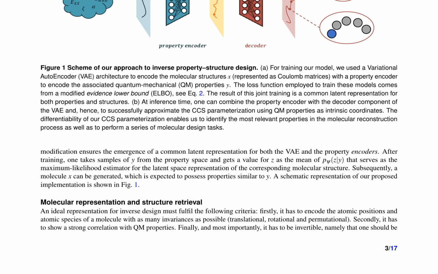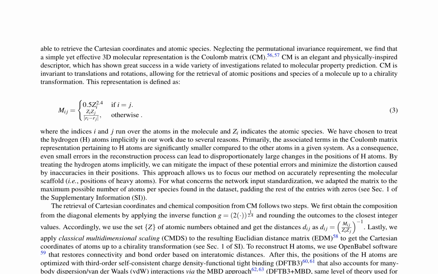The differentiability of the CCS parameterization allows for identifying the most relevant properties in the molecular reconstruction process and performing various molecular design tasks. The molecular representation and structure retrieval require an encoding that is invariant to translations, rotations, and permutations, strongly correlated with quantum mechanical properties, and invertible. The authors discuss the representation of 3D molecular structures using the Coulomb matrix, which is an elegant and physically inspired descriptor. The Coulomb matrix is invariant to translations and rotations, allowing for the retrieval of atomic positions and species of a molecule up to a chirality transformation.